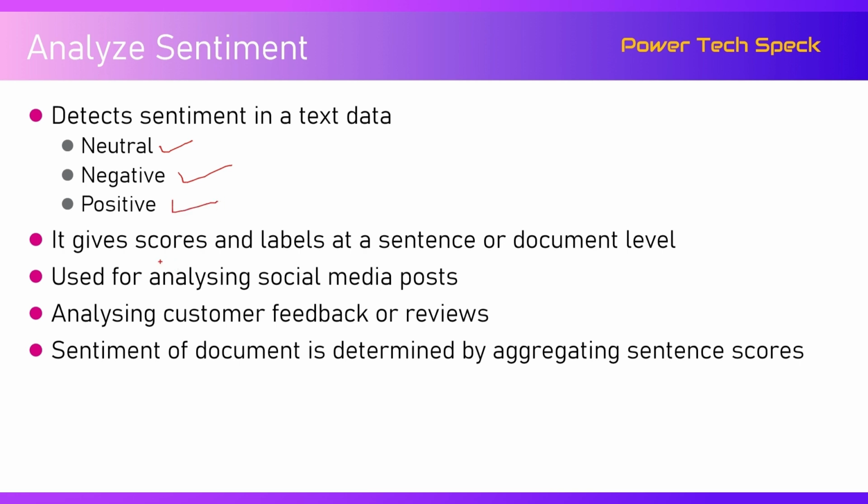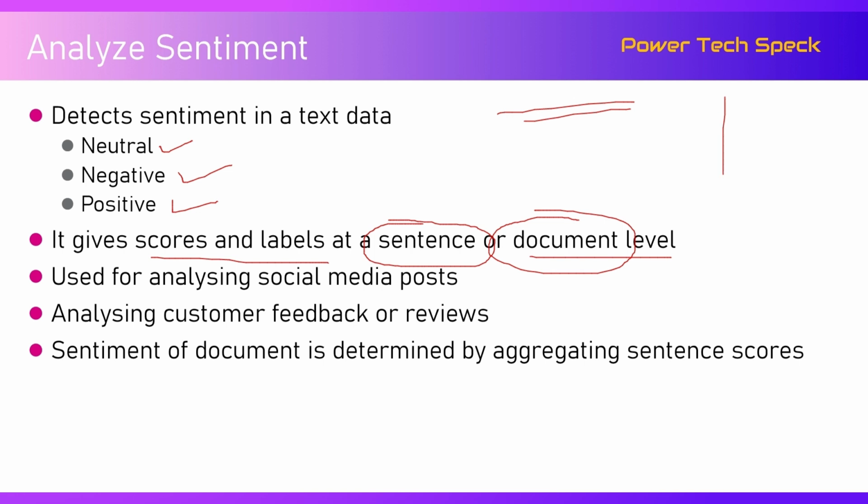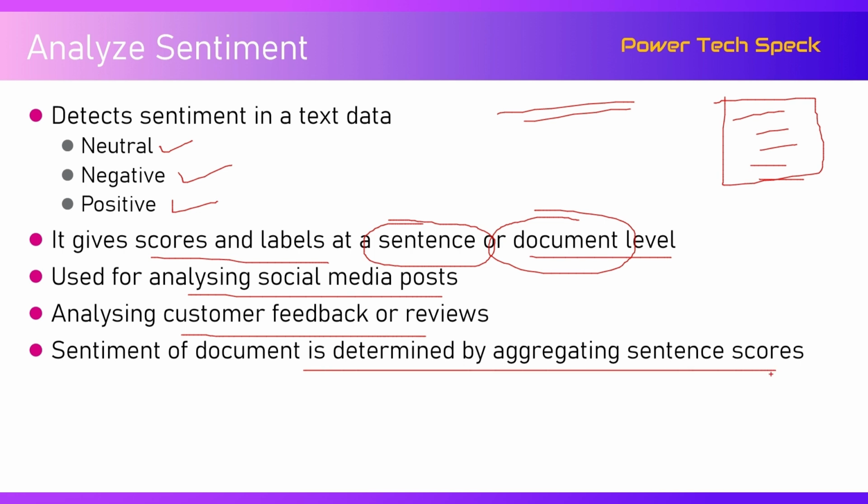It gives scores and labels at a sentence or at a document level. This is an important thing to note: sentence or document level. So it can be plain text, a one-liner, a two-liner, or maybe a set of documents. It is used for analyzing social media posts, and it analyzes customer feedback or reviews. The sentiment of a document is determined by aggregating the sentence scores.